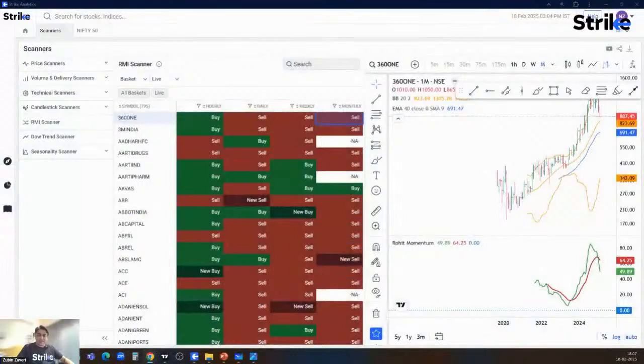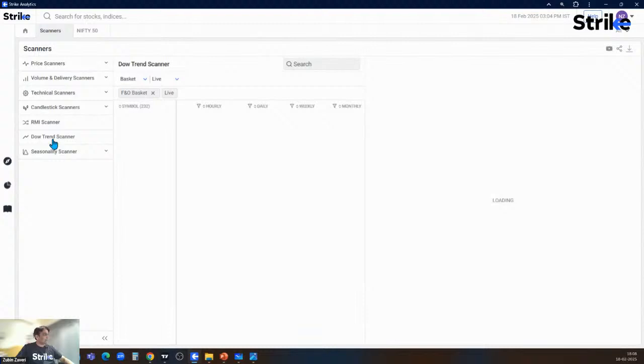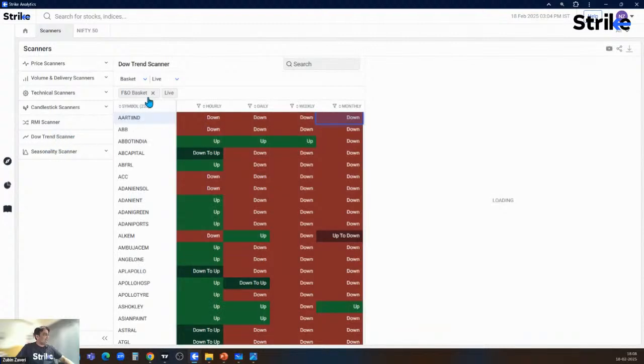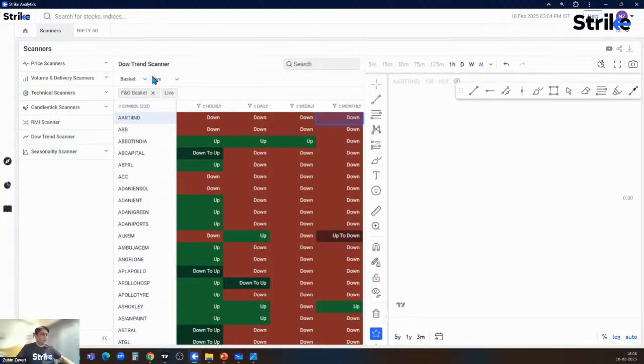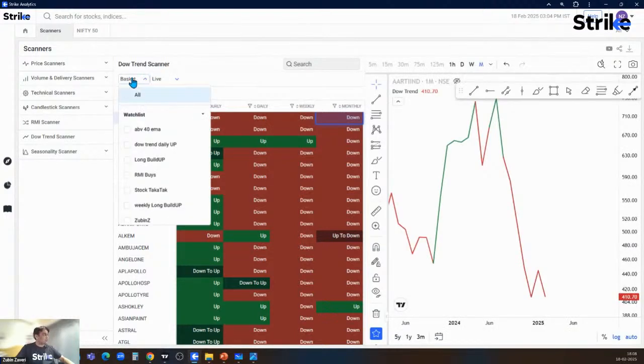When we are talking about Dow trend, first we will talk about trend. Let me go to the Dow trend scanner first. In this Dow trend scanner, you will have various options. I'll take you through the options very quickly. The first option is the basket. You can choose your own basket and create your watch list as well. If you have created any watch list in the Strike platform, the names of those watch lists will appear over here.